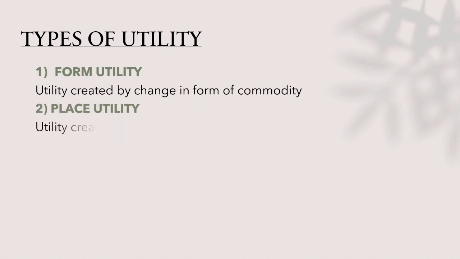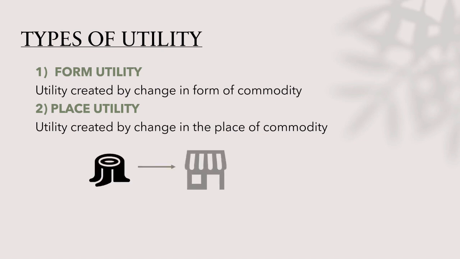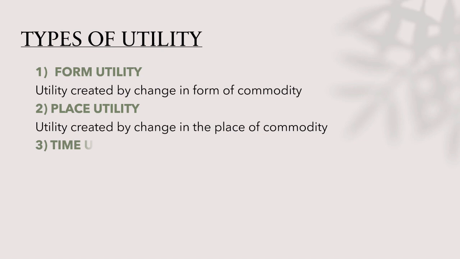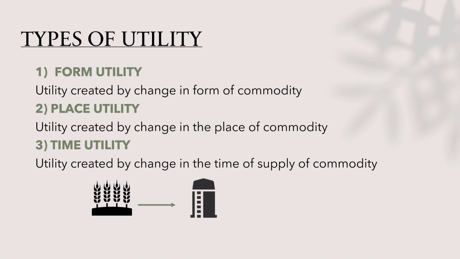Place utility: utility created by changing the place of a commodity. Example, coal from underground to the factory, timber from the forest to the market. Time utility: utility created by changing the time of supply of goods. Example, food grain stored in harvest season to supply in rainy season.